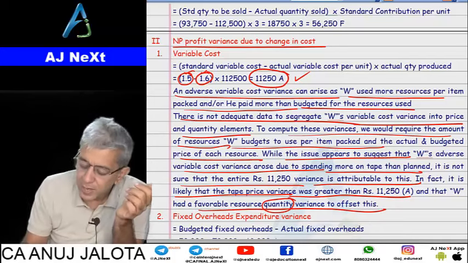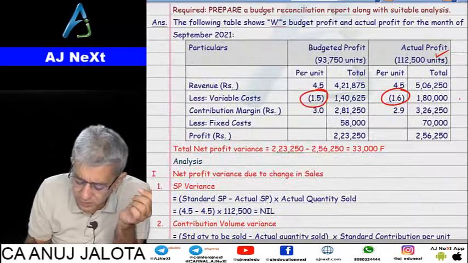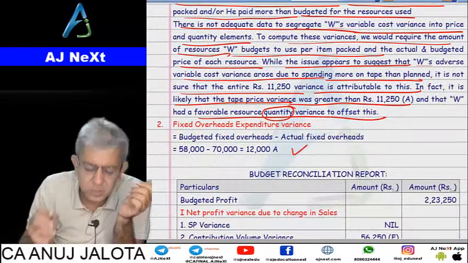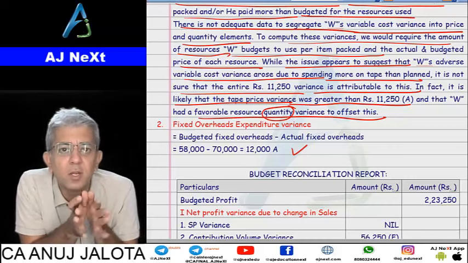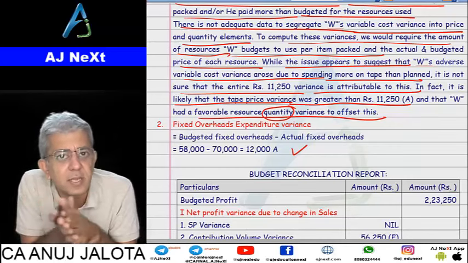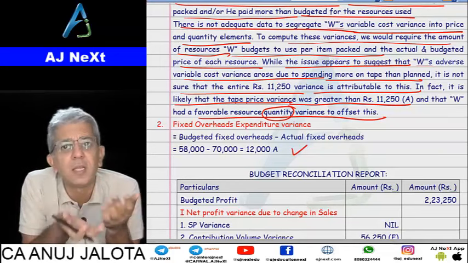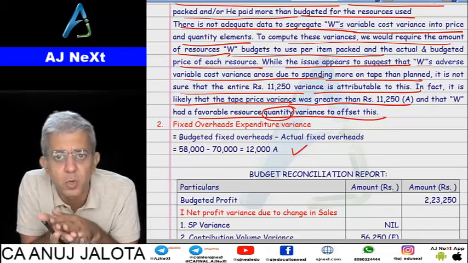Okay, now expenditure variance, in this case fixed overheads expenditure variance. So 58,000 less 70,000. This figure in this case was 12,000 adverse. That's it. Here also you can try to mention that one of the reasons, like, you know, that electricity bill was higher is because of extra heat in the month of September, and therefore this warehouse had to be sharing more amount of that.